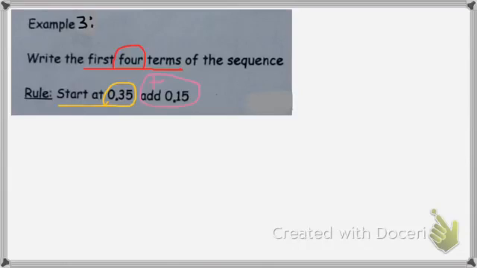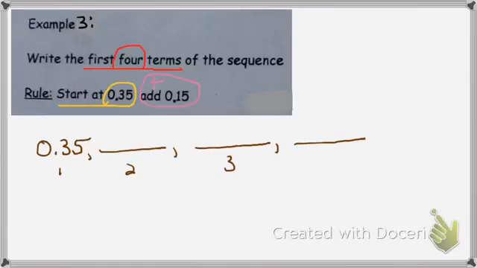rule. So I'm going to take the number that they told me to start at, and I'll write that down, 0.35. And the directions told me to write the first 4 terms, so that's the first term. A blank for the second term, because I don't know what that is yet. A blank for the third term, I don't know what that is yet. And a blank for the 4th term, I don't know what that is yet. So that's what I need to do, is find what those blanks are equal to.